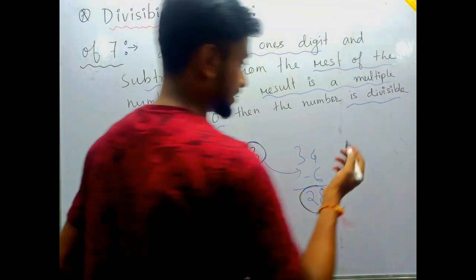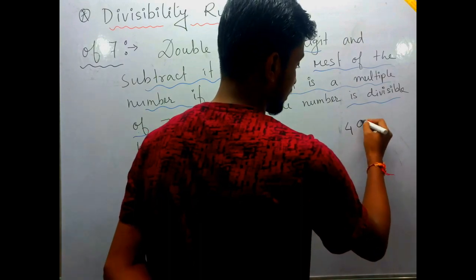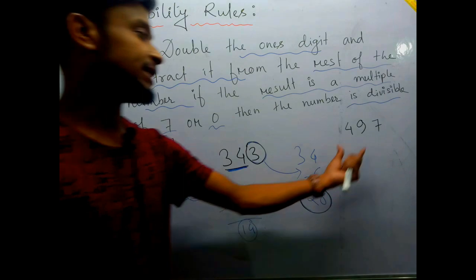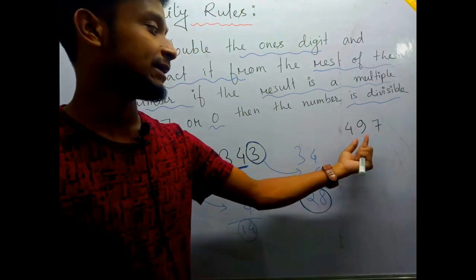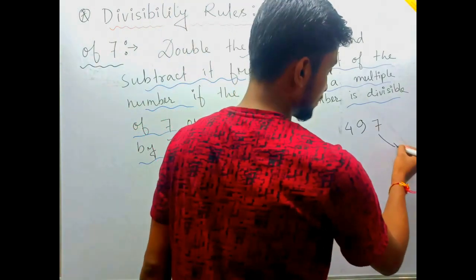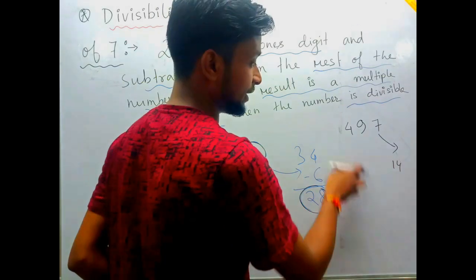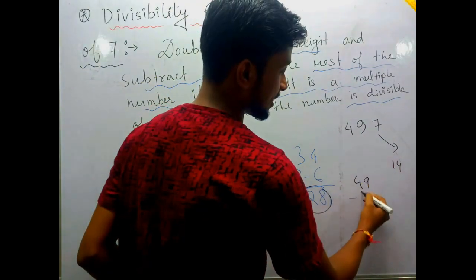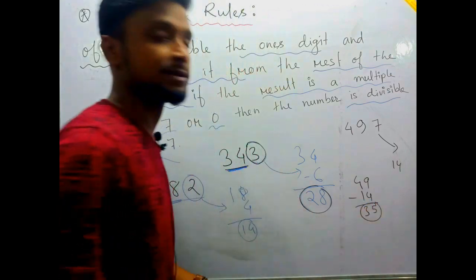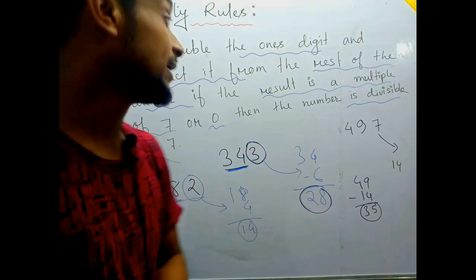Let's take some more examples. 497. Now see, this 7 is in the ones place, right? Now double this ones place digit, that means it will become 14. 49 minus 14 is 35, which is a multiple of 7 only, right? So 497 will be divisible by 7.